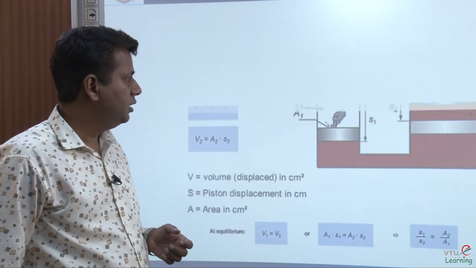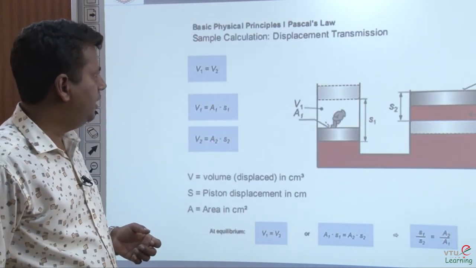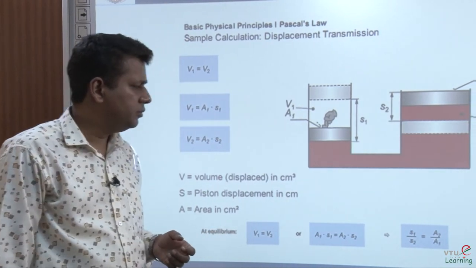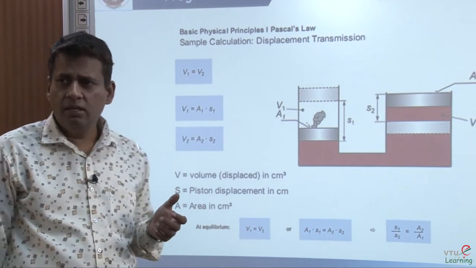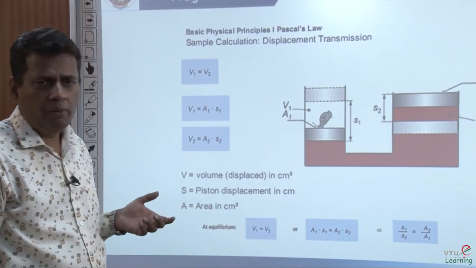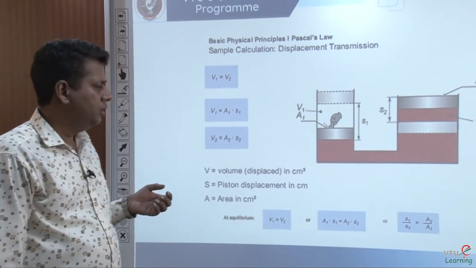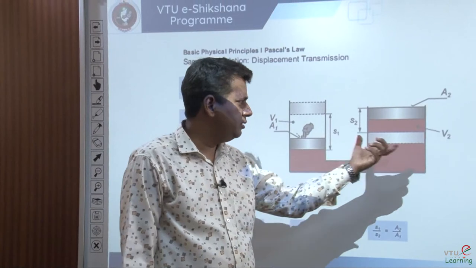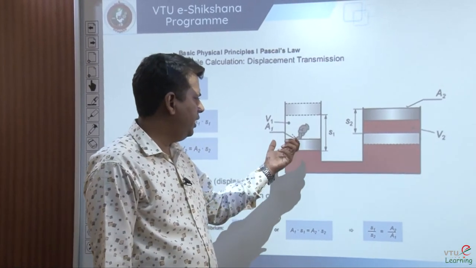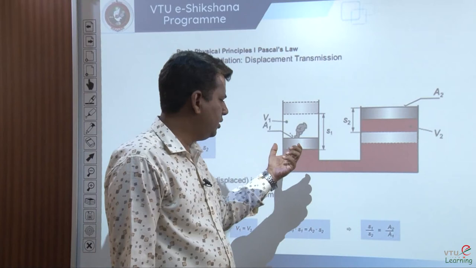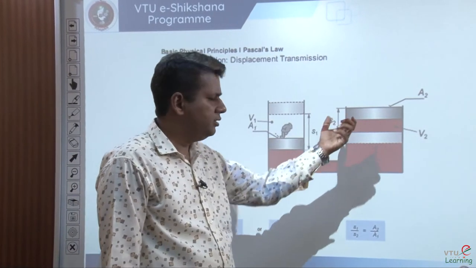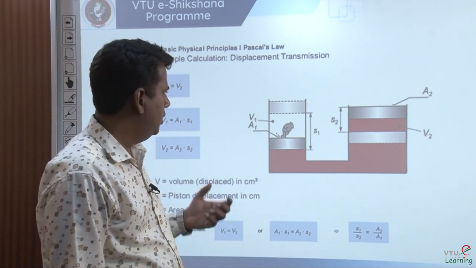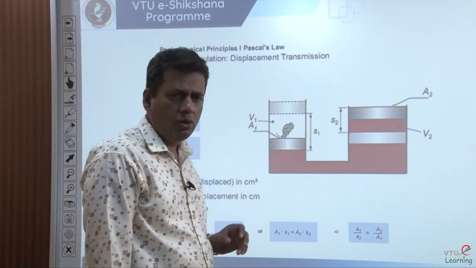Now, let us move on to the sample calculation of displacement and transmission, right? Let us take one more example, same power amplification. We have two cylinders, one small cylinder and another big cylinder. A1 is the area associated with the smaller cylinder piston, A2 is the cross sectional area of the bigger cylinder, and S1 and S2 are the strokes.